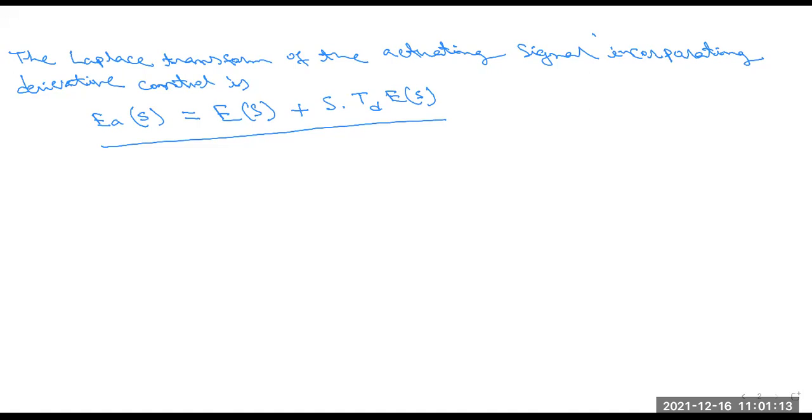In the next class we will discuss another part and elaborate this derivative controller part further. Then we will discuss the integral controller part and the PID controller part, that is the proportional integral derivative controller. Okay, so this is very important.